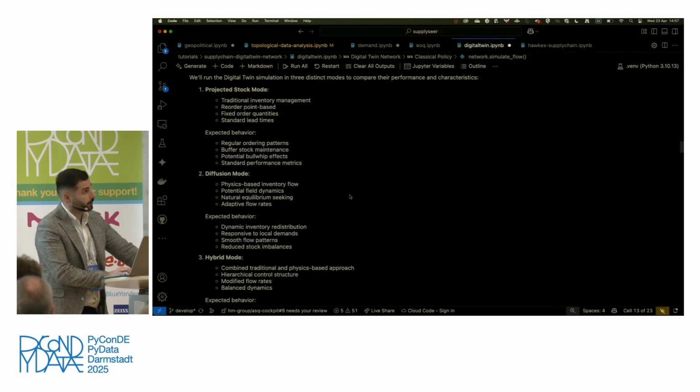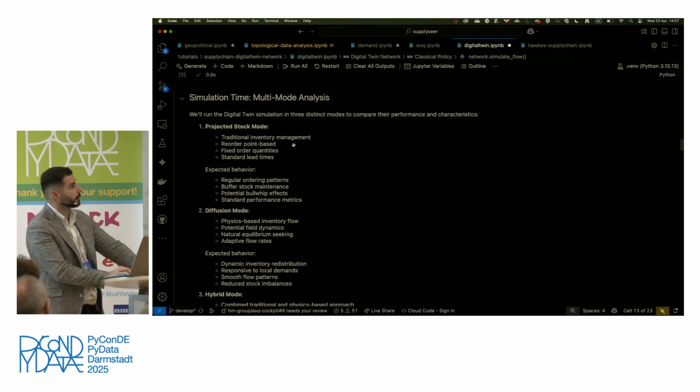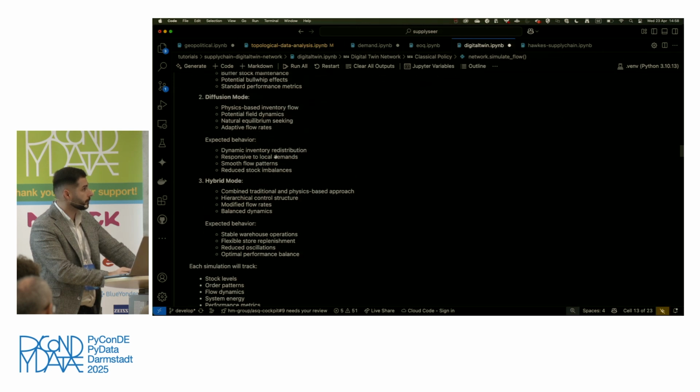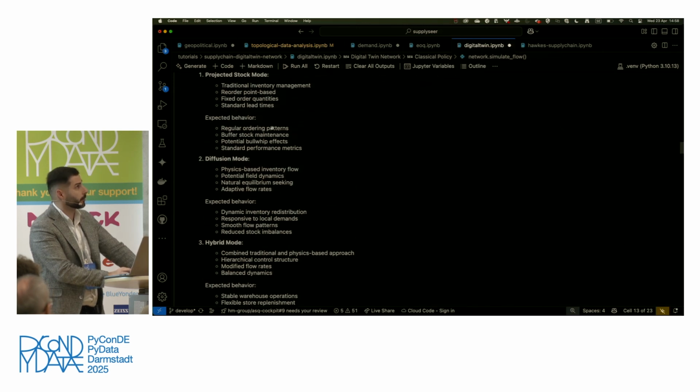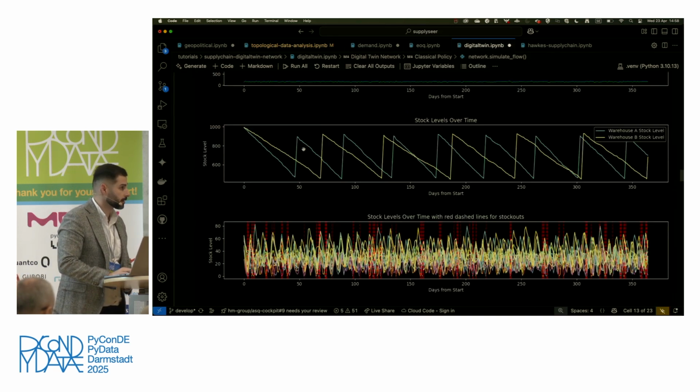The interpretation of this is, for projected stock mode, which is traditional inventory management, we have a reorder point based system, fixed order quantities. If it falls below 2 pieces or 100 pieces, please reorder. We have standard lead times. The expected behavior under this is regular ordering patterns, which you saw from the warehouse. There's a buffer stock maintenance. We have potential bullwhip effects. Standard performance metrics, let's see.